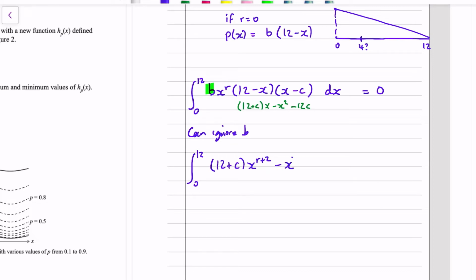minus x. Why did I say r plus 2? I mean r plus 1. Because if we've got an x and then we're timesing by x to the r, it's x to the r plus 1. This one's x to the r plus 2. And then the last one is minus 12c times by x to the r, so minus 12c x to the r.